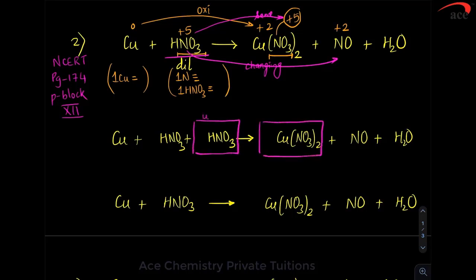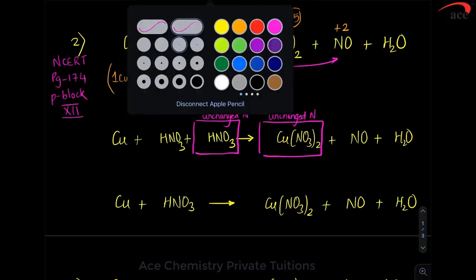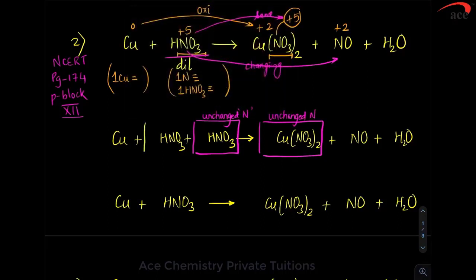And I'll call it as unchanged nitrogen. Why unchanged nitrogen? Because oxidation state of nitrogen in both the cases is same. I'll call it as unchanged nitrogen. And I'll put a mark here also. And I'll put a mark here also.